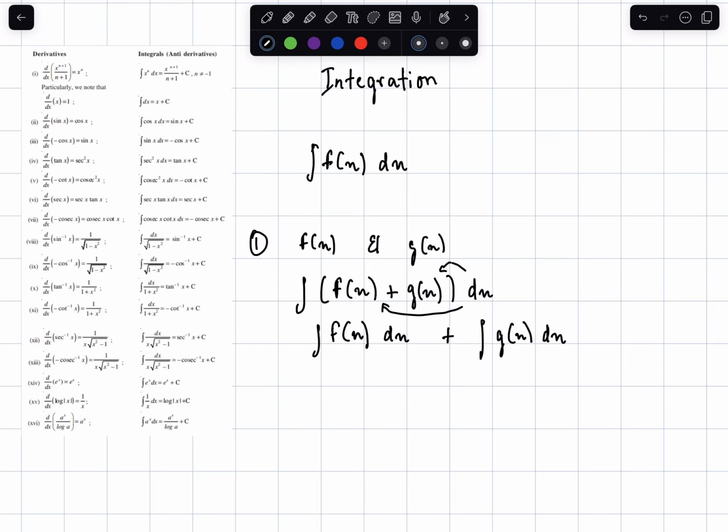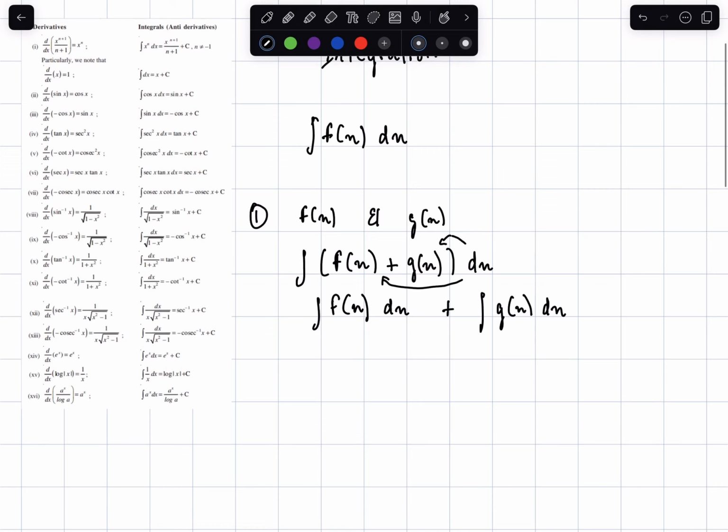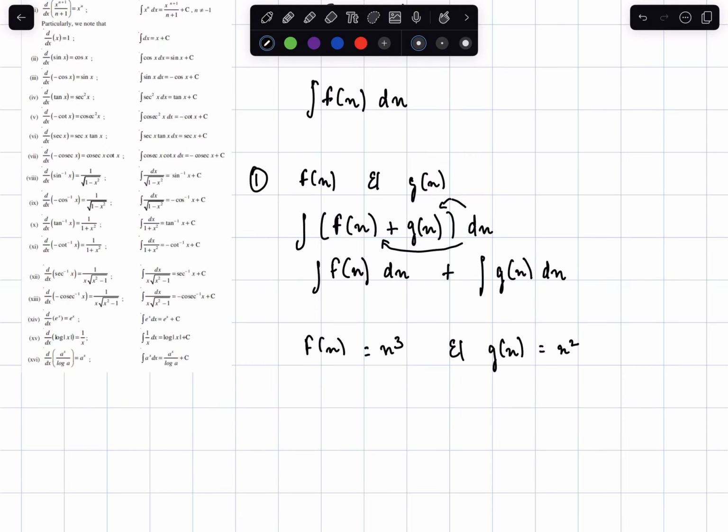Alright? Now, what does this mean? If I give you this, you don't quite understand. So let's assume a basic example. Let's say f of x is x cubed and g of x is, let's say, x squared. So let's find the integration of these two terms. We're not going to solve it. We're just going to show a mathematical representation of what this could be.